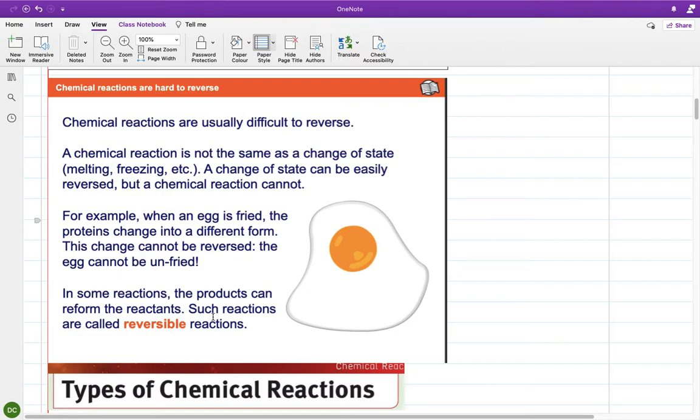So chemical reactions are usually difficult to reverse, and that's a defining factor in whether or not a chemical reaction has taken place. So a chemical reaction is not the same as a change of state. A change of state, like from solid to liquid or liquid to gas, is called a physical change. And physical changes can be reversed.